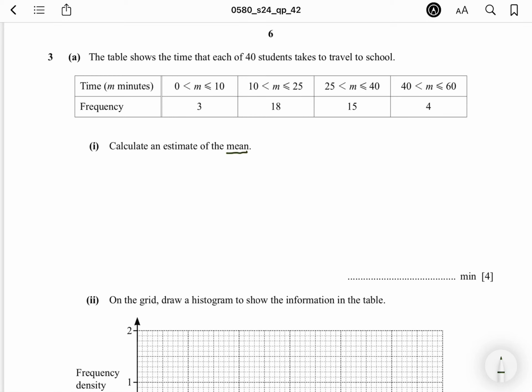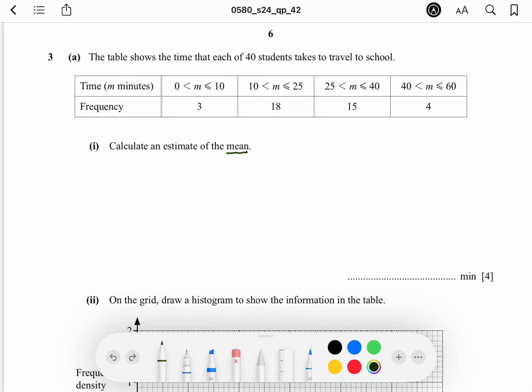When the question is asking for mean, what type of calculations need to be done? First ada plus. Before plus, mesti times dulu. Times something dulu, ada dia dikali. Lepas tu dicampur, lepas tu divide. Ada 4 markah. Ada yang dikali, ada yang dicampur, and then di divide.